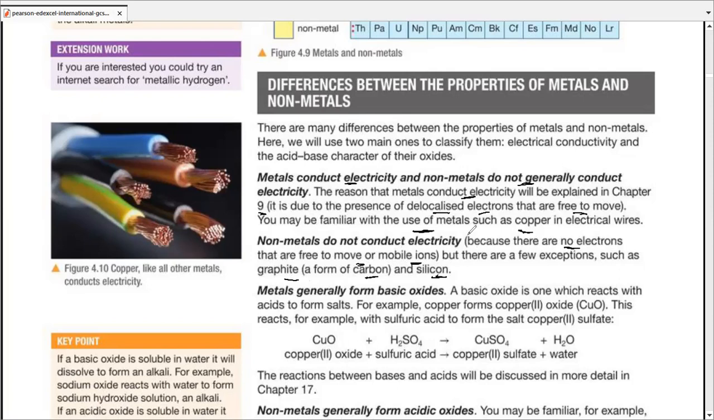All right. So all the non-metals do not conduct electricity except for graphite, which is a form of carbon, or silicon. These are the two which are an exception from the rest of the non-metals.